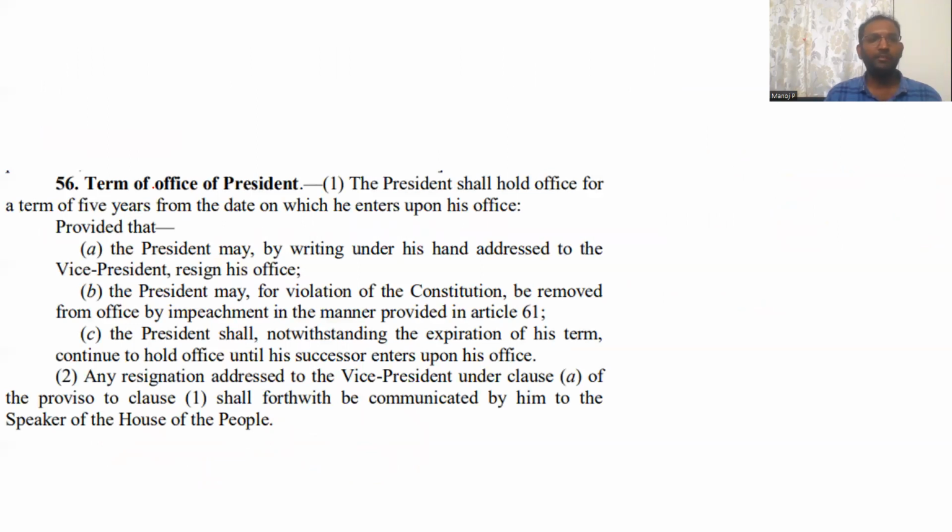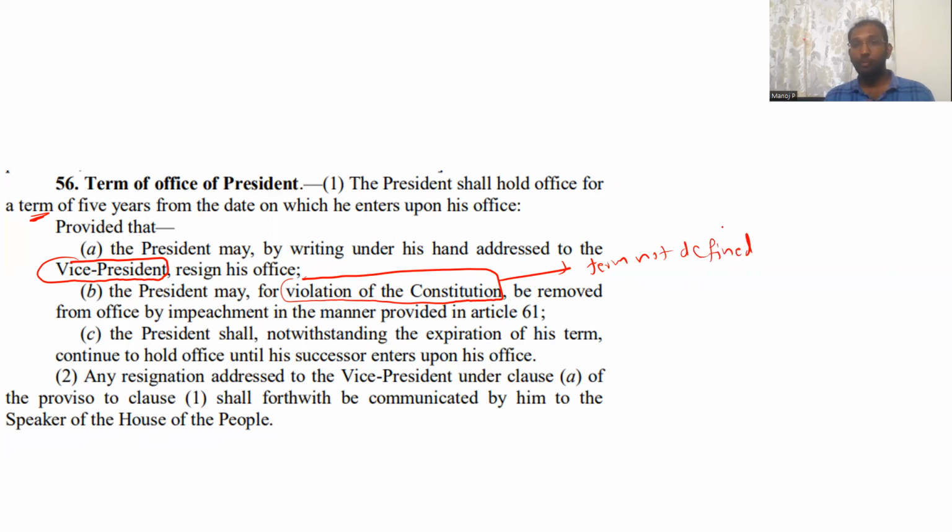Now, the term of office of the President of India: the term is 5 years. If he wants to resign, he will write his resignation letter to the Vice President. He can be removed for violation of the Constitution. However, this term is not defined in the Constitution. What do you mean by violation of Constitution? It is not defined.